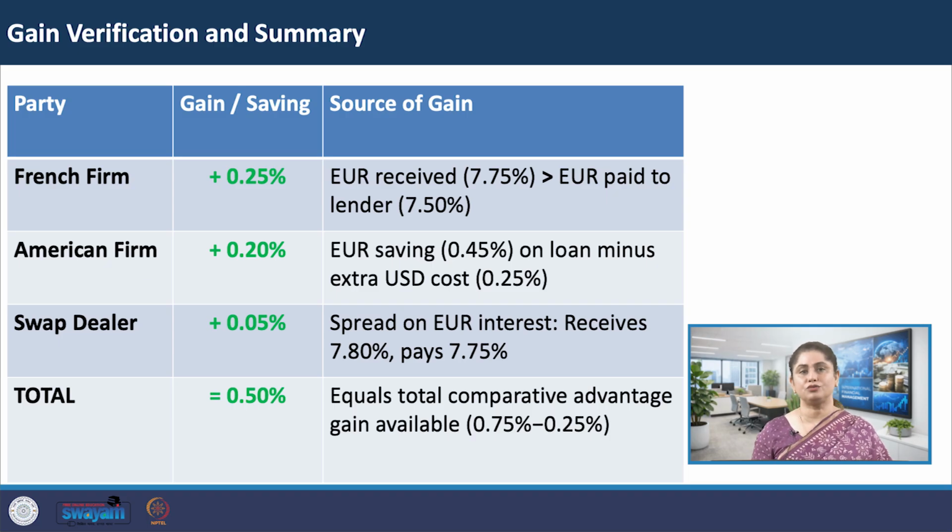In swap theory, the total gain available from exploiting comparative advantage must equal the sum of gains distributed to all participants. If the number does not add up, something is wrong in the structure. Think of this like a conservation law in physics. The 0.50% gain doesn't appear from nowhere, and it doesn't disappear. It is the value created by matching two parties who each have a cost advantage in different markets, and the swap structure distributes this value in a way that benefits everyone.